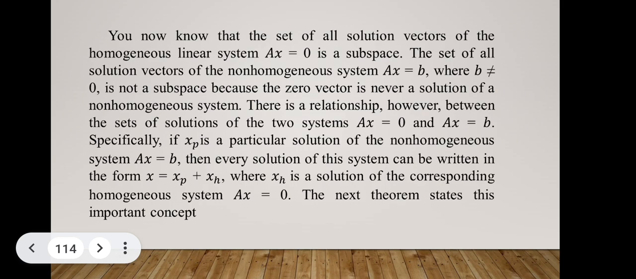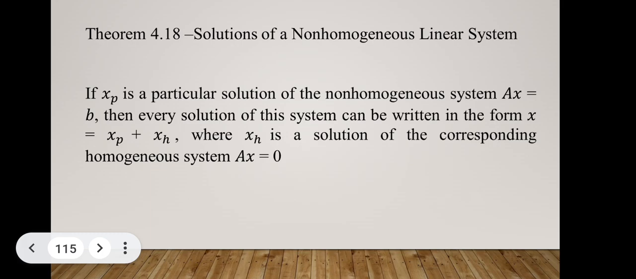Specifically, if x sub p is a particular solution of the non-homogeneous system Ax = b, then every solution of this system can be written in the form x = x sub p plus x sub h, where x sub h is the solution of the corresponding homogeneous system Ax = 0. The next theorem states this important concept. So what is this theorem? That is Theorem 4.18, Solutions of a Non-Homogeneous Linear System.